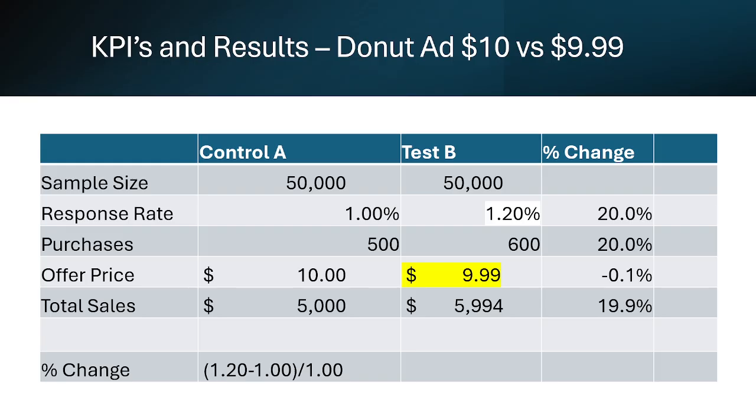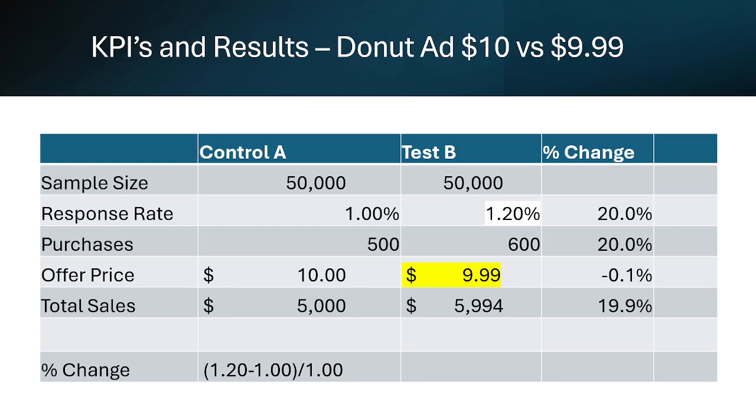And in the test version where the price dropped, in this scenario, purchases went up. We had 600 purchases. That is the equivalent of a 1.2% response rate. So the response rate is the percent of people who took an action. In this case, the action was to purchase the coffee. So it's very important to marketers to understand how control A did versus test B. And that's where we look at the percent change.